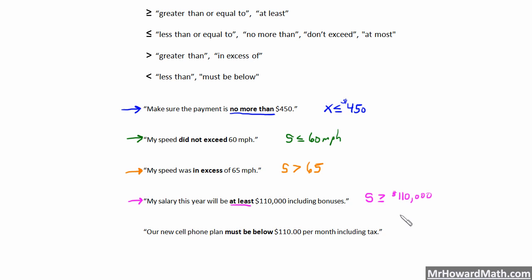All right, so that means that we are expecting to make $110,000 or something over and above that. Anything less than $110,000 would not satisfy this situation. So $110,000 and $1 would satisfy it. $109,999.99 would not satisfy this situation. So it's got to be $110,000 or above.